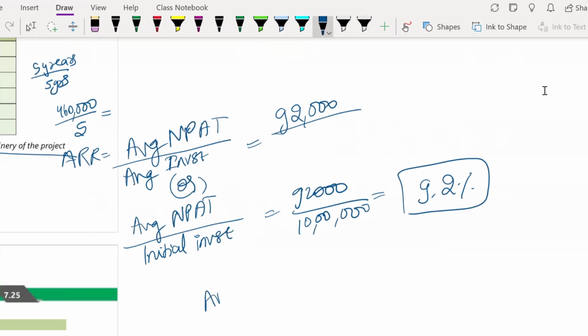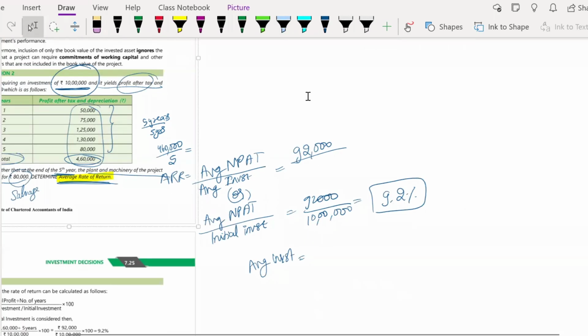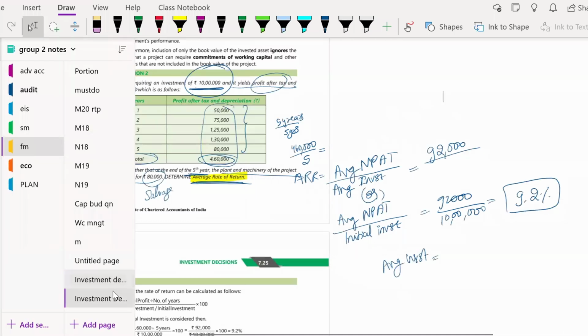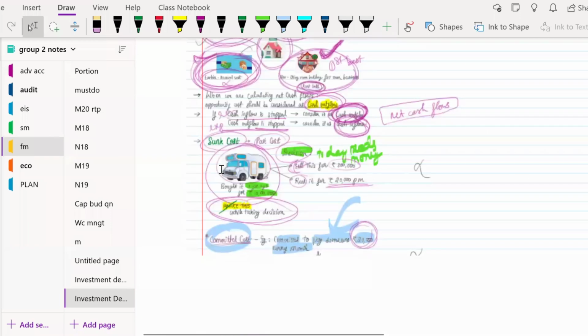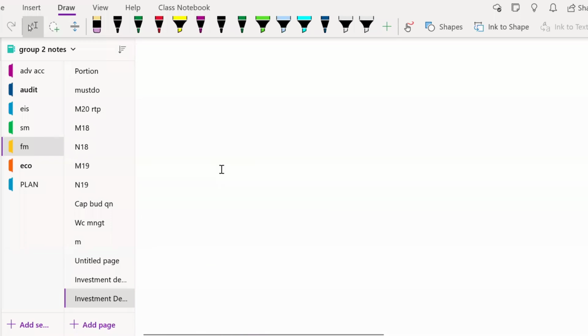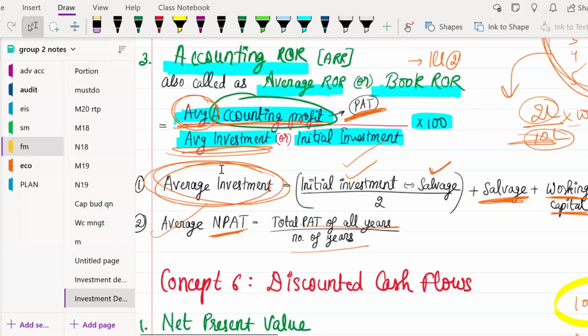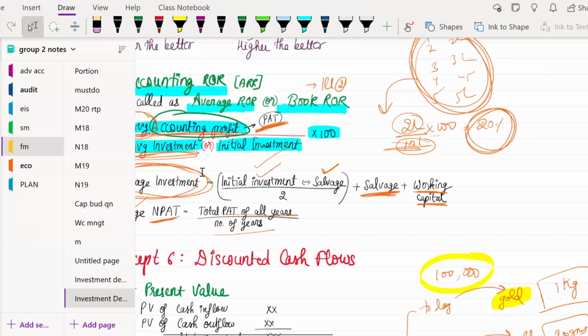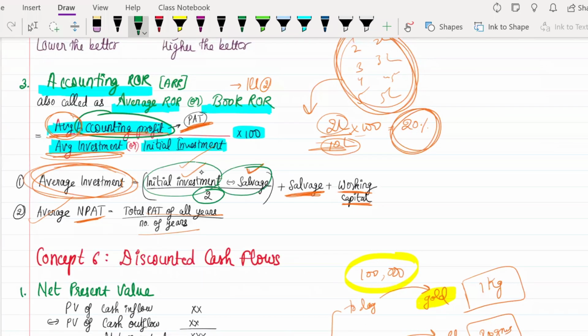Here you have to do average investment. What was the formula of average investment that I taught you? Average investment formula is, come on. So to all of those people who don't remember what it is, I'll take you back to the formulas chart. I hope at least by seeing that you remember we have read something like that. Yeah, remember we read this. It was initial investment minus salvage value divided by 2 plus salvage value plus working capital.